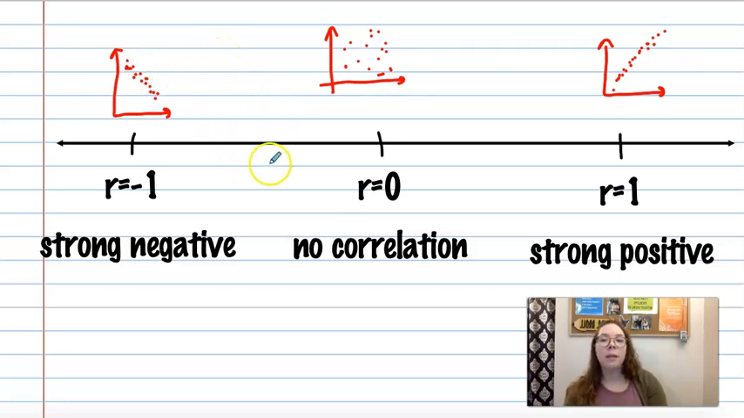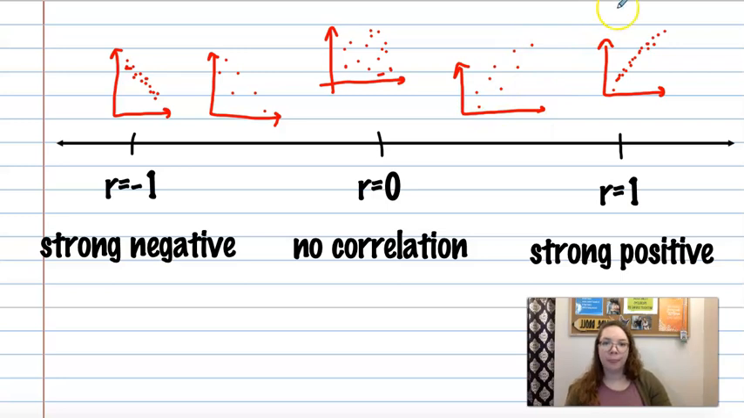Where it's more in the middle here, like -0.5, it's going to still be negative, but it might be just a lot looser of a relationship. Same for positive. You can still tell it's positive, but things are more spread out. Okay? So that's what our R value is telling us.